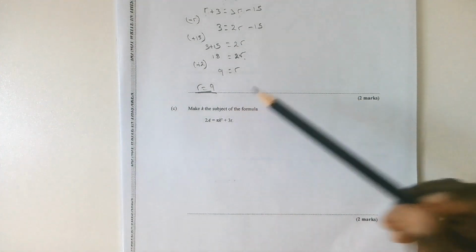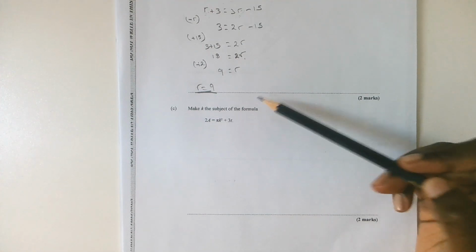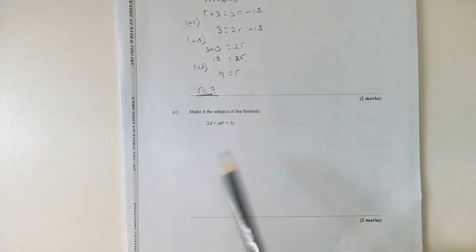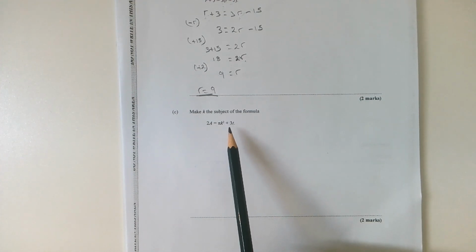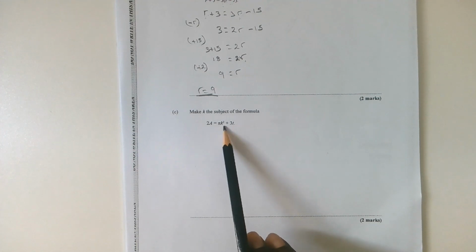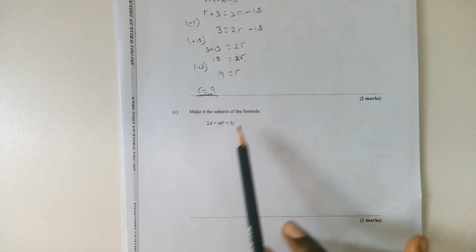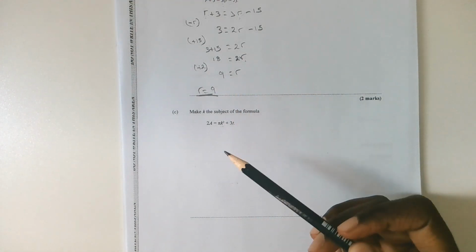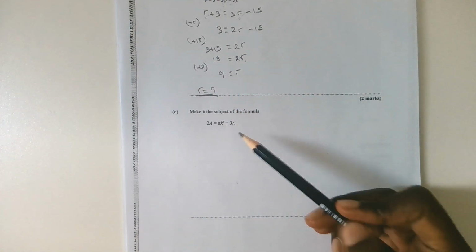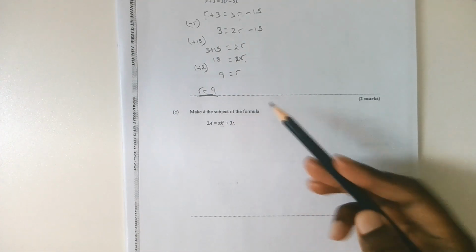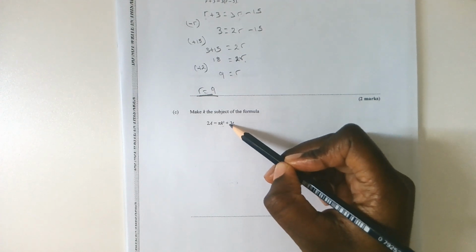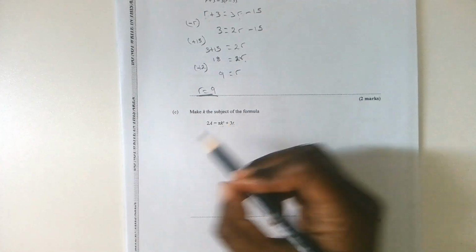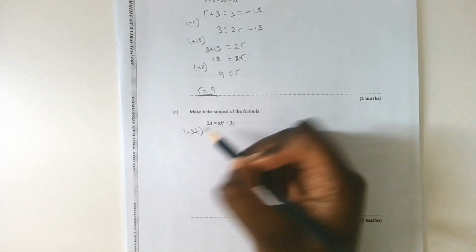Next part of our question, it says make k the subject of the formula. Our equation is 2a is equal to pi k squared plus 3t. We're trying to make k the subject of the formula, so we need to move everything away from k to have k by itself to get our answer. So first things first, we're going to move our 3t. In order to move our 3t, we need to cancel it. It's adding on this side of our equation, so we need to subtract it. So we're going to have minus 3t.